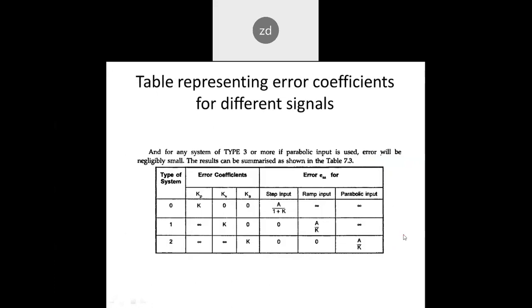Now these are the tables how you can go for it. I have summarized it, so you can remember it also. You can see the error coefficient for type 0 for position is k. Here it is 0, 0, infinity, k, 0, infinity, k, which we have just seen.